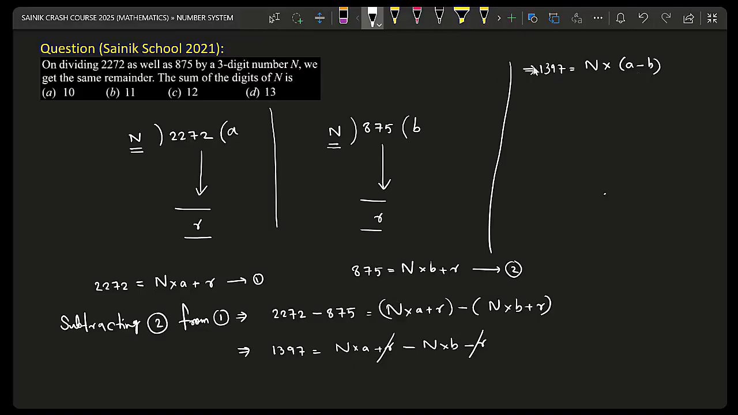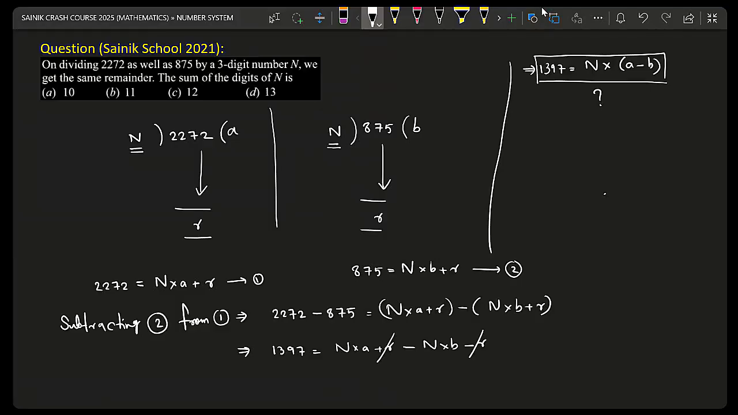What is the meaning of this statement? What did you understand from this statement? What is the information this statement is giving? I want the answer from you. Rishikesh, can you answer this question? What is the information that we are getting from this equation? Rishikesh? Sir, I didn't understand while you were explaining.